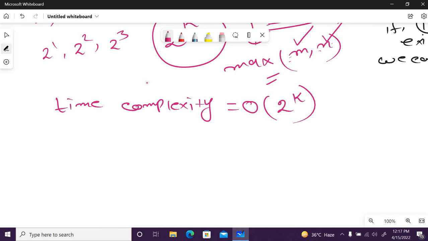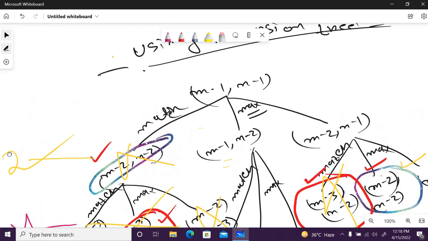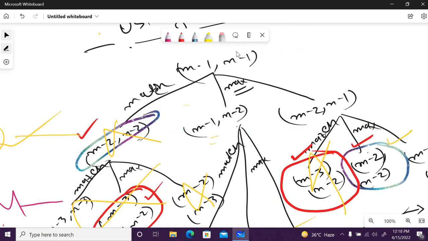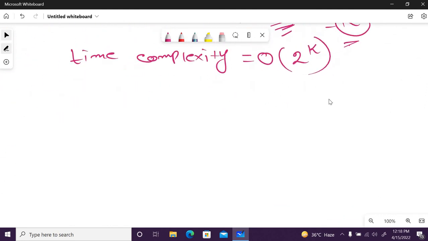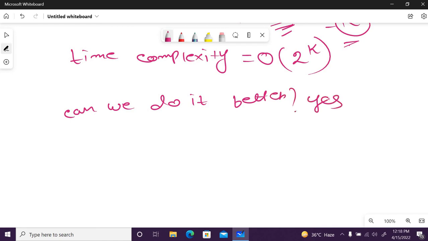Now the question is, why will the maximum of the two strings' lengths be our k, or the height? Because we can see here that it is decreasing by 1 only. Whenever there is a mismatch of the character, we are decreasing by 1, so we can say that the maximum of that is k, right? Good. Now the question is, can we do it better? Yes, we can do it better, because of the power of dynamic programming.